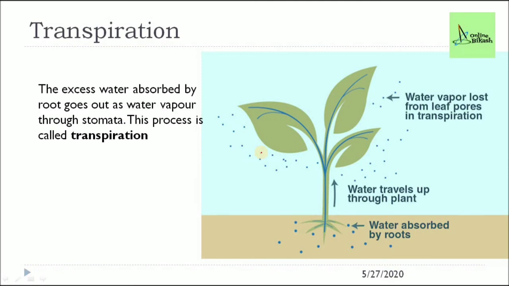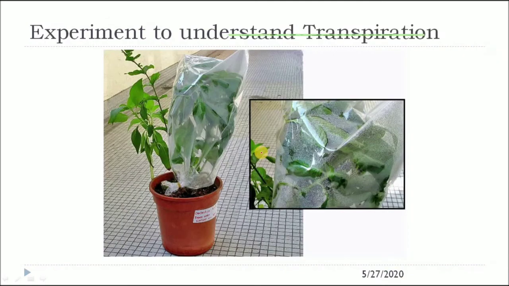I hope you are understanding this. So what is transpiration? You can easily tell me. Transpiration is the process by which the leaves expel the excess amount of water that is absorbed by the root.